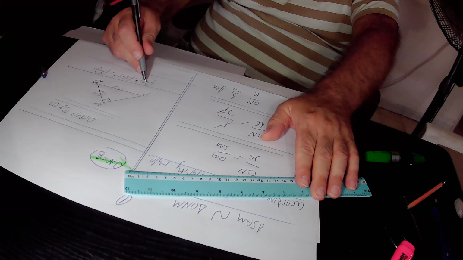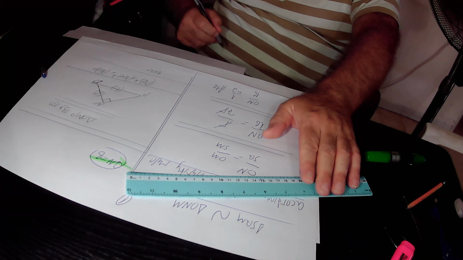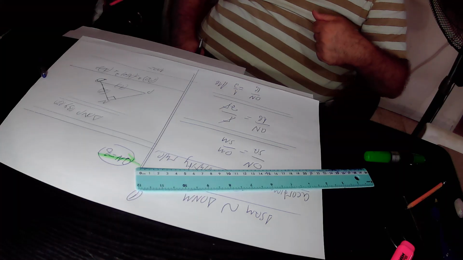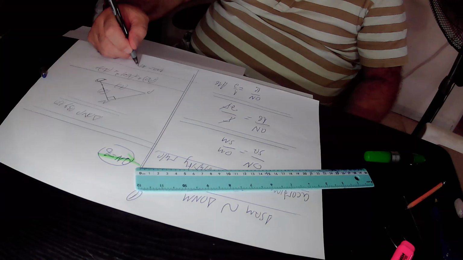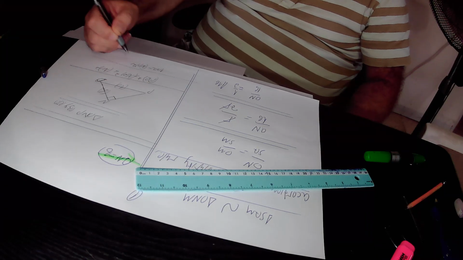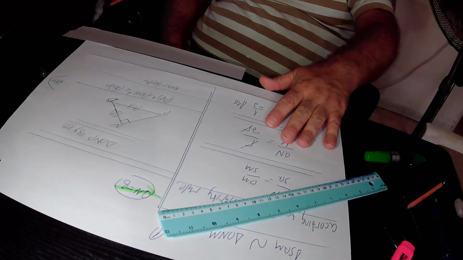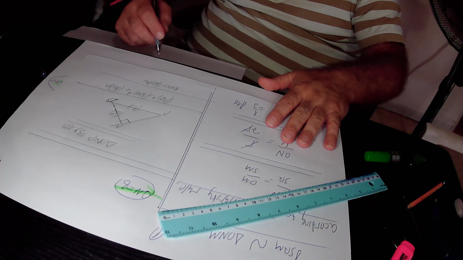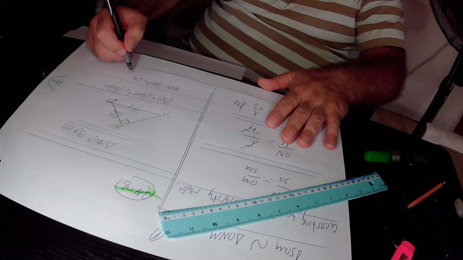PO is 10, therefore PO squared is 10 squared, that is 100. And it equals NP squared. NP is the missing side, so we leave it as it is, so it is NP squared plus NO squared. NO is 8, therefore NO squared is 8 squared, that is 64. So in total we found that 100 equals NP squared plus 64.